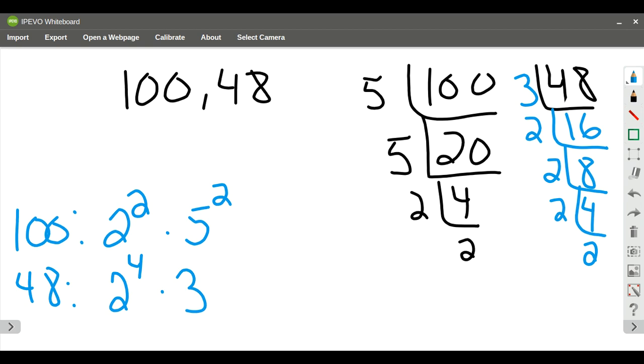So I look for what I have in common. By looking at the value that I have in common, the greatest common factor, I have 2 to the second power and 2 to the fourth power. Again, I have 4 2's here. I have 2 2's here, which means 2 to the second power is my greatest common factor. So my GCF is going to be 4.